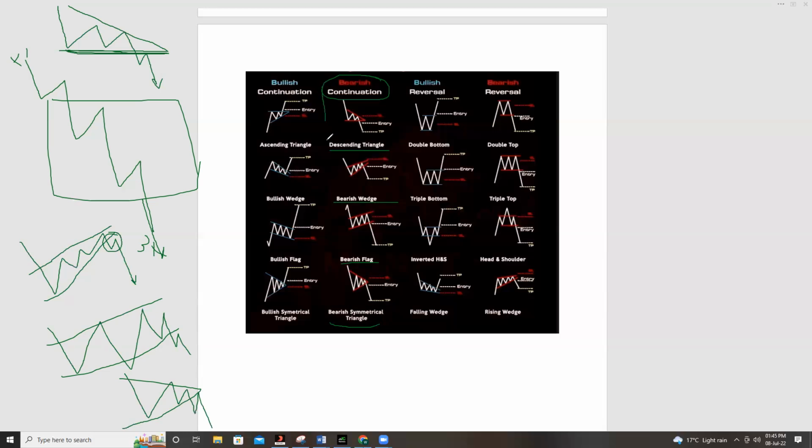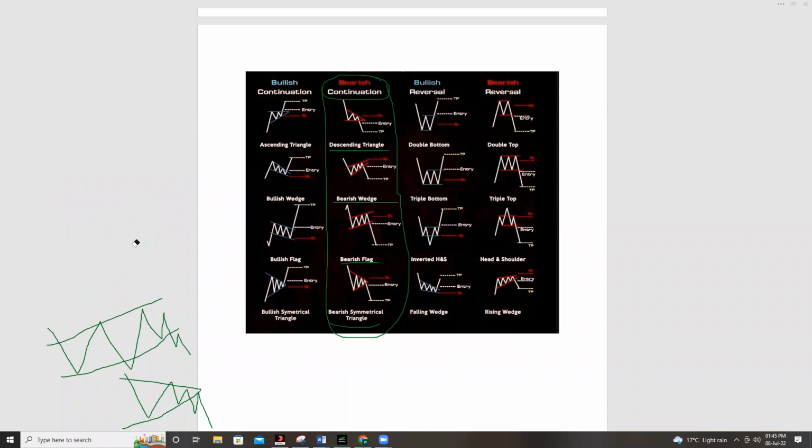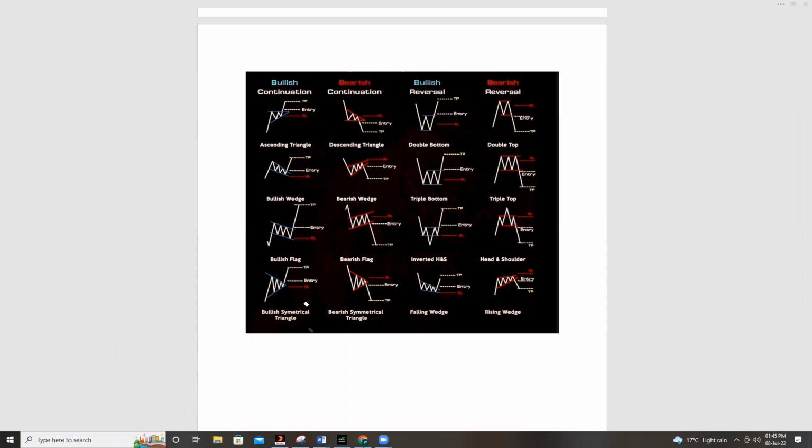Again, for any continuation pattern, when the bearish ones, they should be found at the middle stage. If they are not found on the middle stage, forget about them being continuation patterns. Kindly pay attention to that, make your notes, and instead of memorizing the names, just maybe focus on the location and how they are formed.